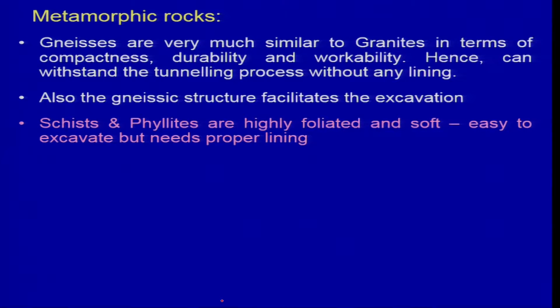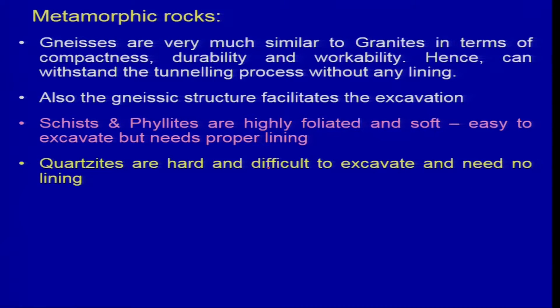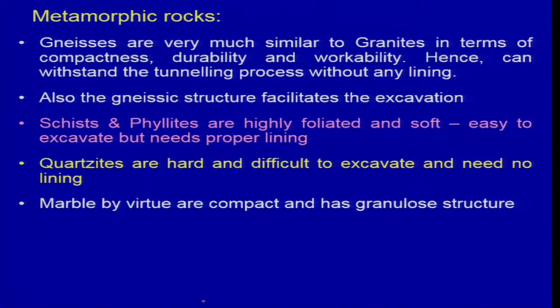In the previous part we talked about foliated and non-foliated rocks in the metamorphic section, so please refer to that. Schist and phyllites are foliated and soft, easy to excavate, but will need proper lining. So again there will be a problem in that. Quartzites are massive rocks. They are very hard and difficult to excavate and need no lining. Then marble: when you metamorphose limestone, you get marble. It is compact and has a granular structure, so this will be good in terms of that.